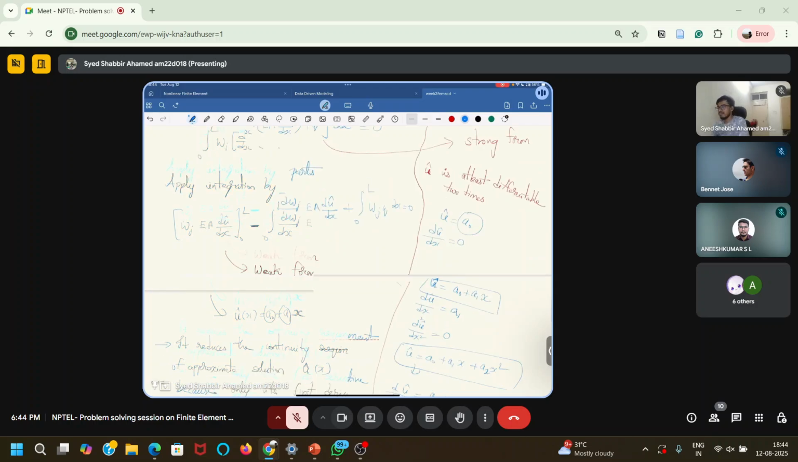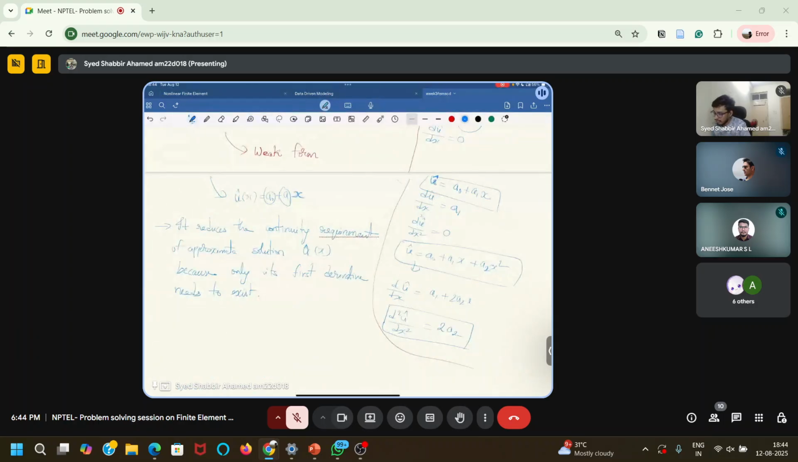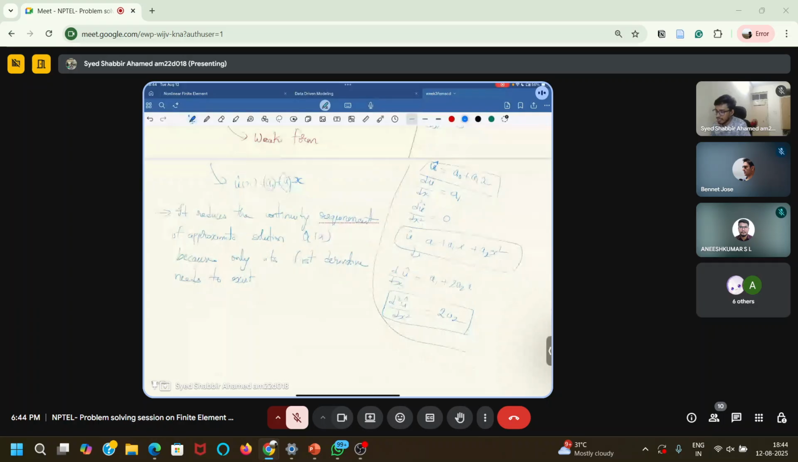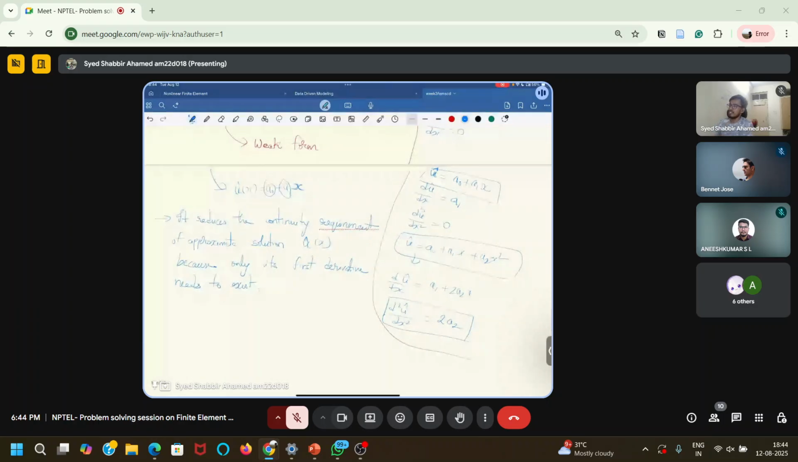We don't deal with the strong form because it will lead to more conditions on the solution. That's why it always becomes easier to deal with the weak form. Okay.